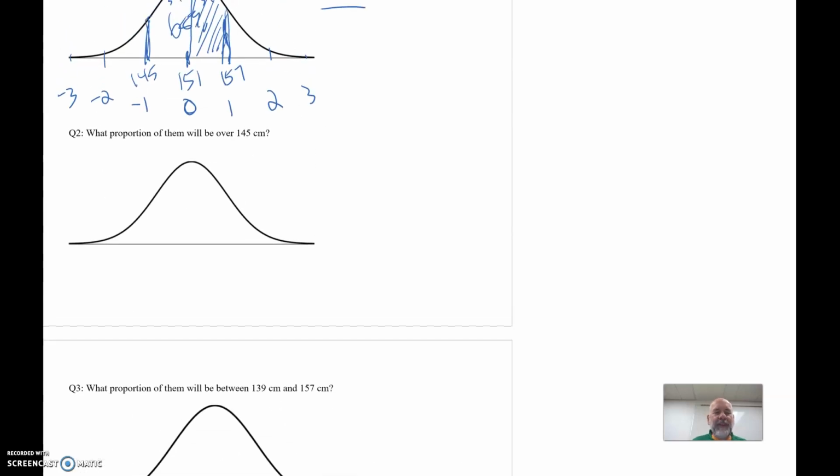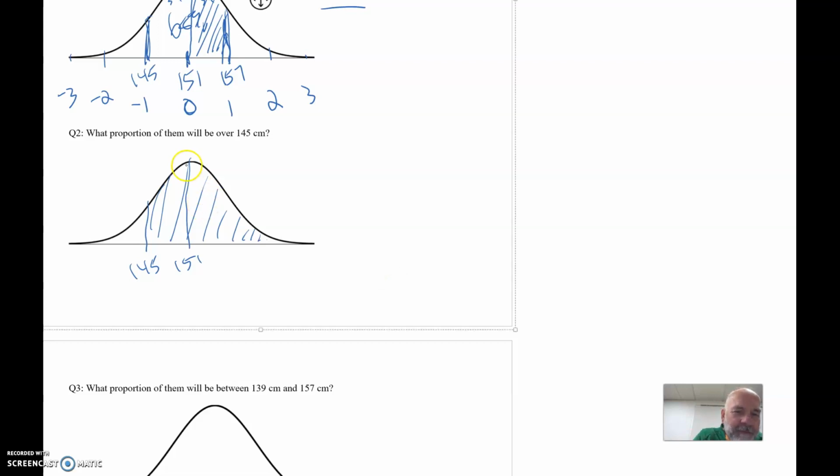So what proportion of them will be over 145? Okay, so let's do that. There's 151. There's 145. Empirical rule, right? I mean, we're repeating some, but that's okay with me. I don't mind. I don't remember if you remember how we did this in class. Maybe you could take a second. See, can you remember how to get the answer here?